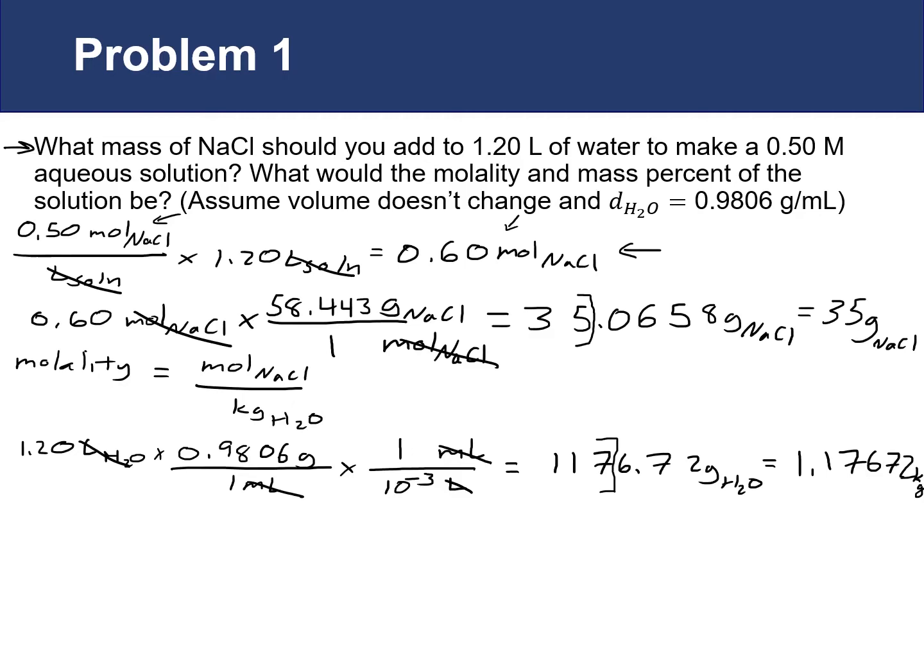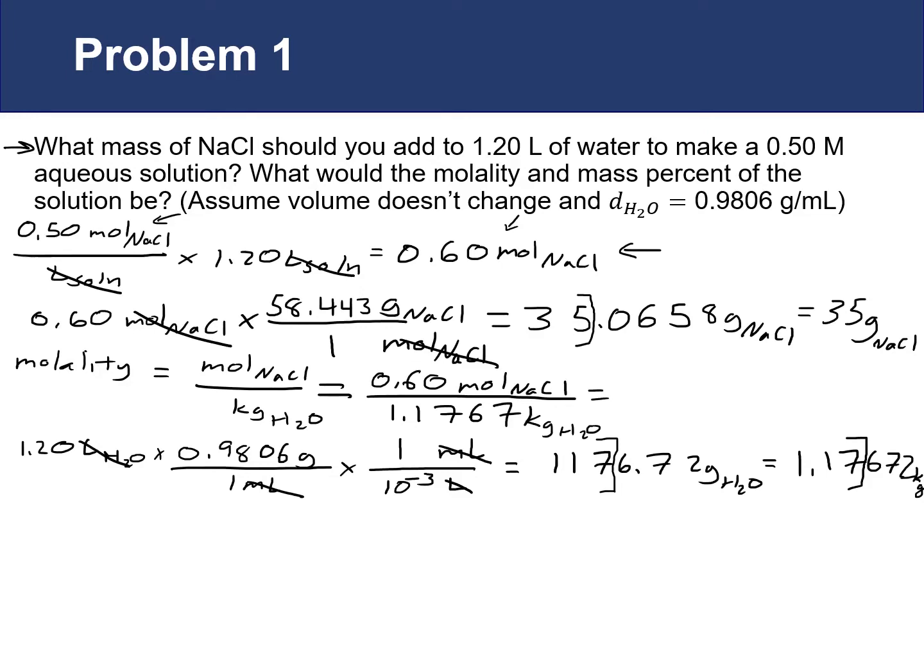3 significant figures. Okay, plugging it into our molality, that is moles of sodium chloride per kilogram. We then just plug in our values. So 0.60 moles of sodium chloride divided by our mass in kilograms. So that's 1.1767. We always want to keep a couple extra digits to prevent a rounding error. This is kilograms of water.